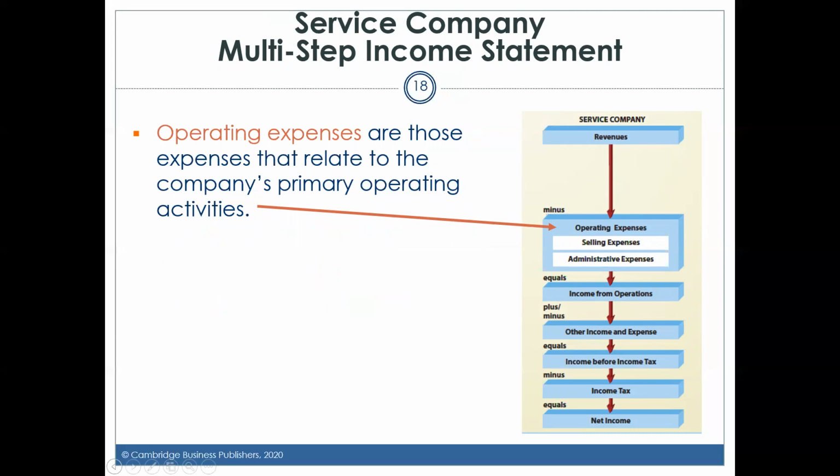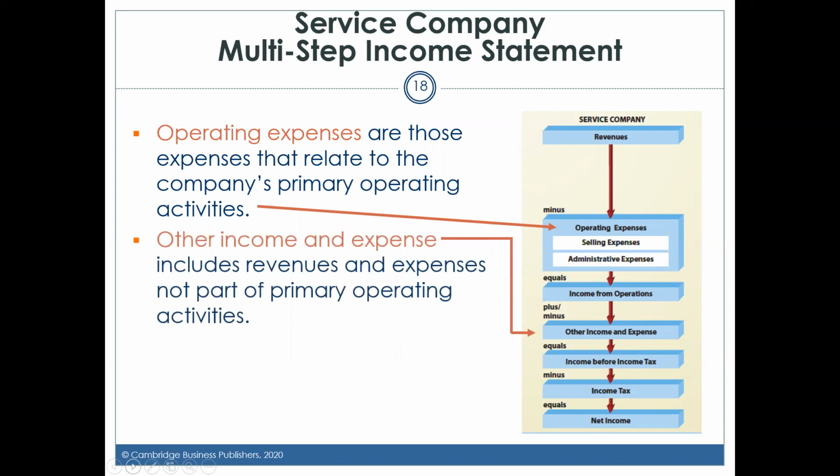So this idea of operating expenses on the income statement, these are the expenses that we had to incur that relate to our primary reason that we're a company, our primary operating activities. Any other expenses or revenues would go down in this other category. They're not part of your primary operating activities. So if we take the bike example again, their primary operating activity is selling bikes that they previously bought.